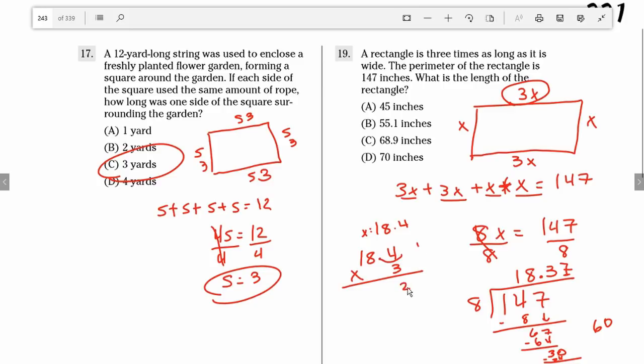4 times 3 is 12, carry the 1. 8 times 3 is 24 plus 1 is 25. Add 1. 3 times 1 is 3 plus 1 is 4. Again, bring that decimal back in. So this becomes 45.2, which we can see up here is going to be 45 inches.